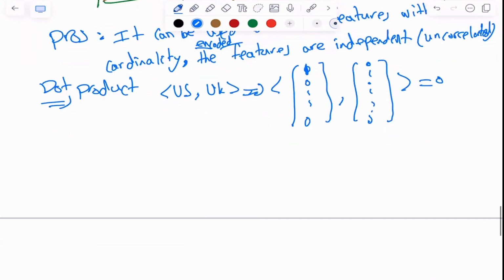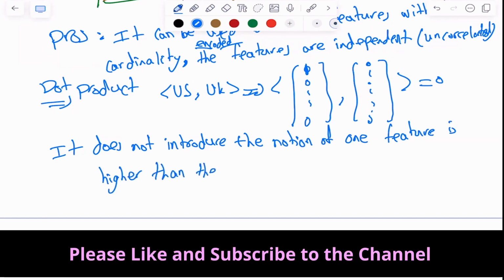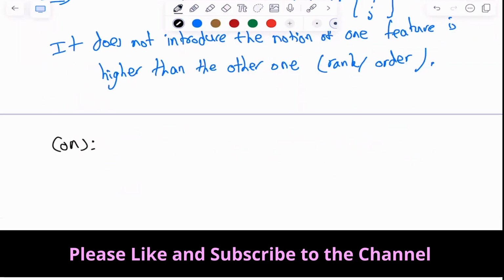There is no notion of a distance. It does not introduce the notion of one feature being higher than the other, the notion of a rank or order, in a sense. All right, great. This is all good. That's why I will write pros here. Now cons. Wow, cons.